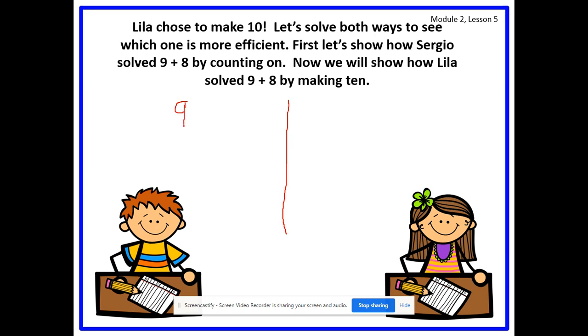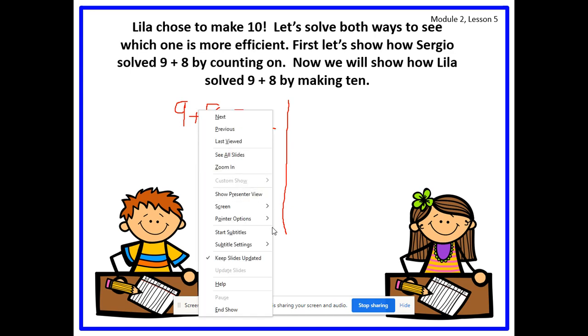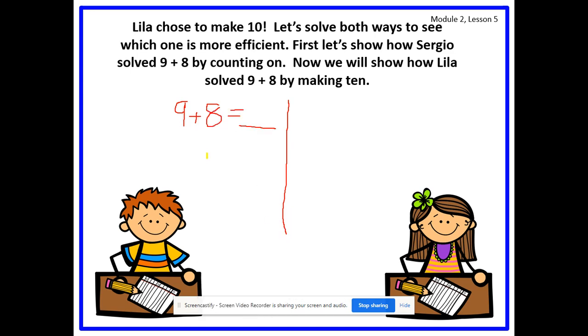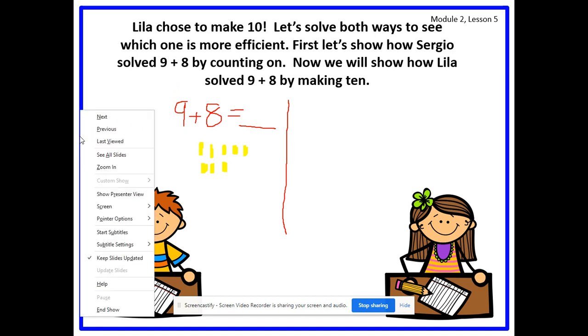Everybody write, I write, you write. 9 plus 8 equals. Ready? We're going to count on. So what does that mean? That we're going to go ahead and make 8 dots. 1, 2, 3, 4, 5, 6, 7, 8. And remember, because we always count on from the bigger number.